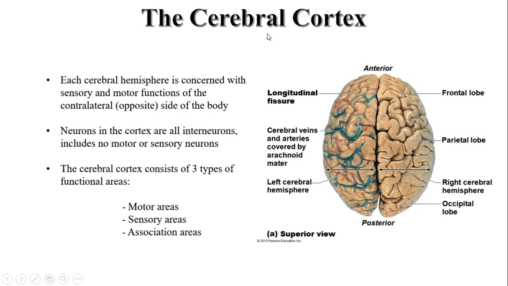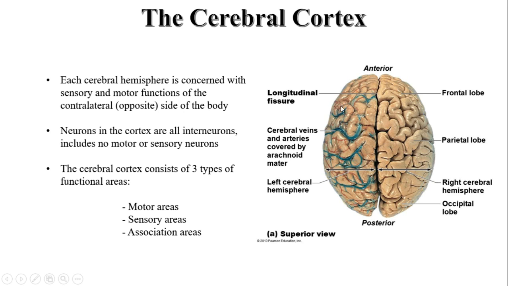Also, in the cerebral cortex there's something called lateralization, in which there's a specialization where a certain part of the cerebral cortex is responsible for controlling a certain part of the body. But when you're discussing, let's say, the left cerebral hemisphere, what it controls is the contralateral side, the opposite side.